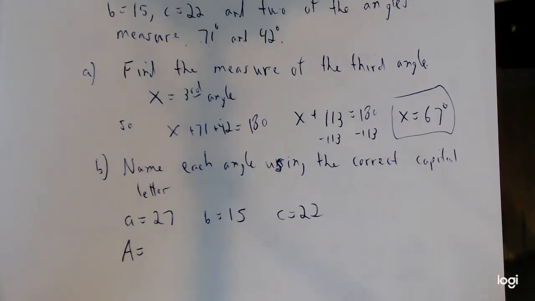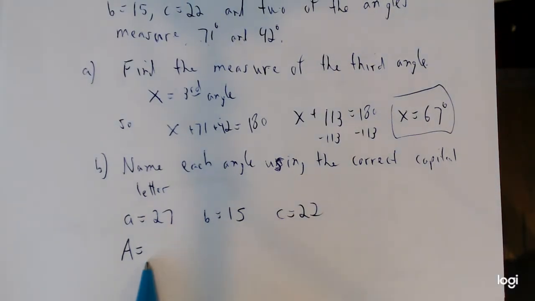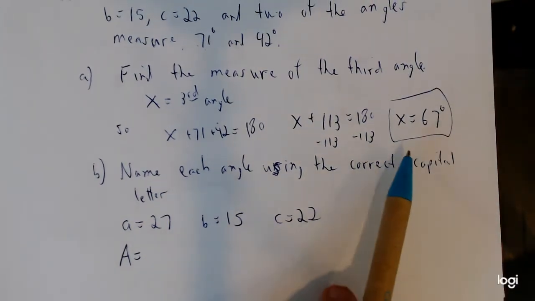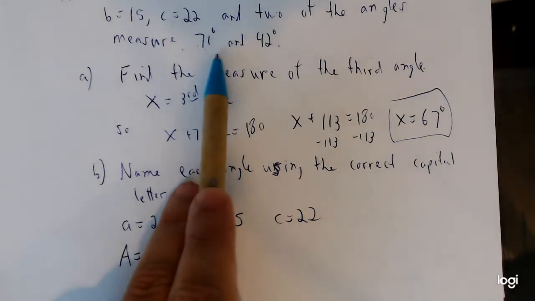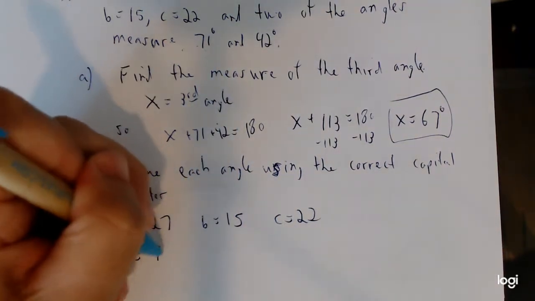Remember one of the properties we talked about? The largest angles have the largest sides. So since this is the largest side, this will be the largest angle. So from my angles, which one is the largest? 71 degrees, right? So A will be 71 degrees.